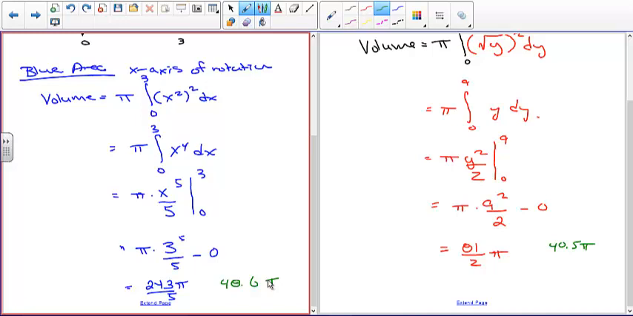So for the blue area, you get, so we add 1 to the exponent, divide by the new exponent, plug in 3 and 0. When you plug in 0, you get 0. So 3 to the 5th is 243, so you get 243 pi over 5. And 243 divided by 5 is 48.6. And over here we get y squared. We add 1 to the exponent, divide by the new exponent, plug in 9 and 0, you get 81 over 2. And if you actually do the calculations, you get 40.5 here and 48.6, both times pi. So this one is a little bit bigger, but not a whole lot.